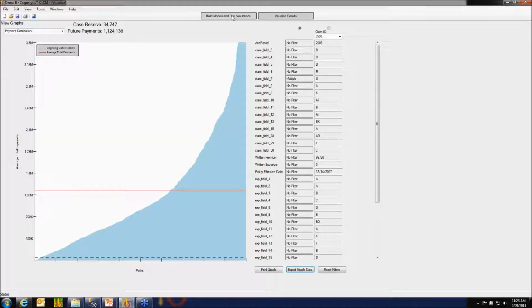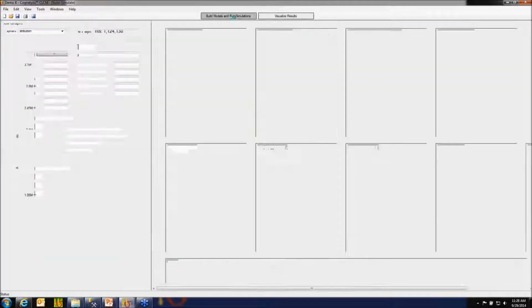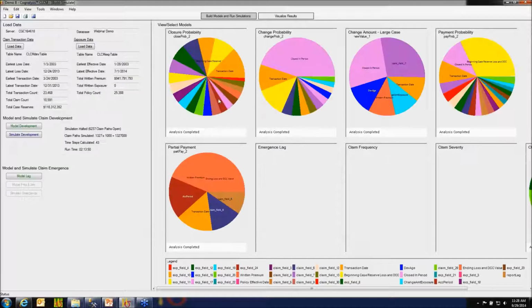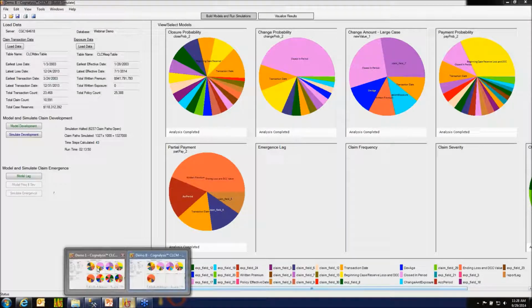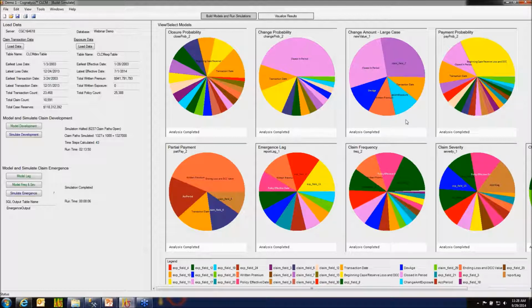At this point, once you've built your claim simulations, you now have the potential to model your lag, and then following that, your frequency and severity. So report lag or emergence lag there, followed by modeling your frequency and severity, and then you can simulate there to get your full view of emergence. And so I'm going to show you one where that's already been done.